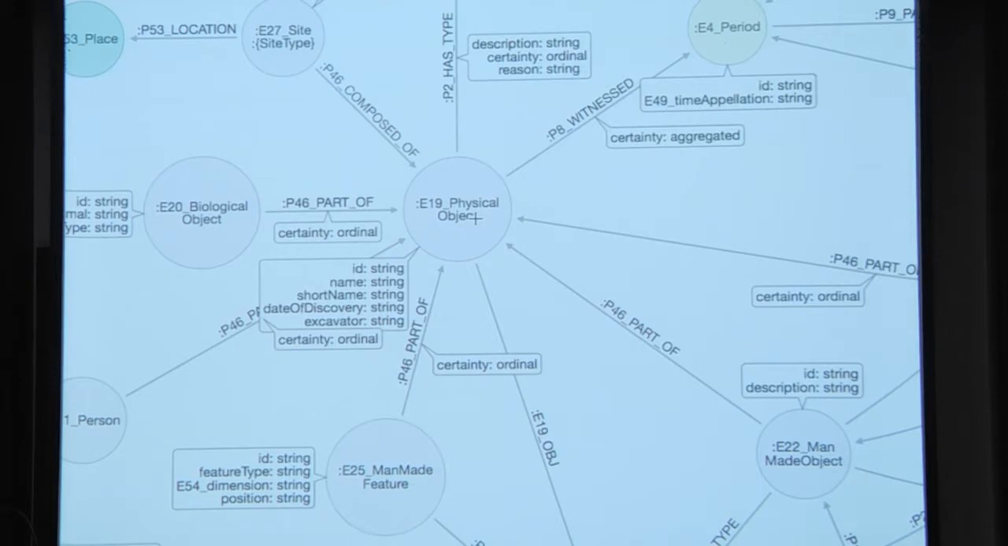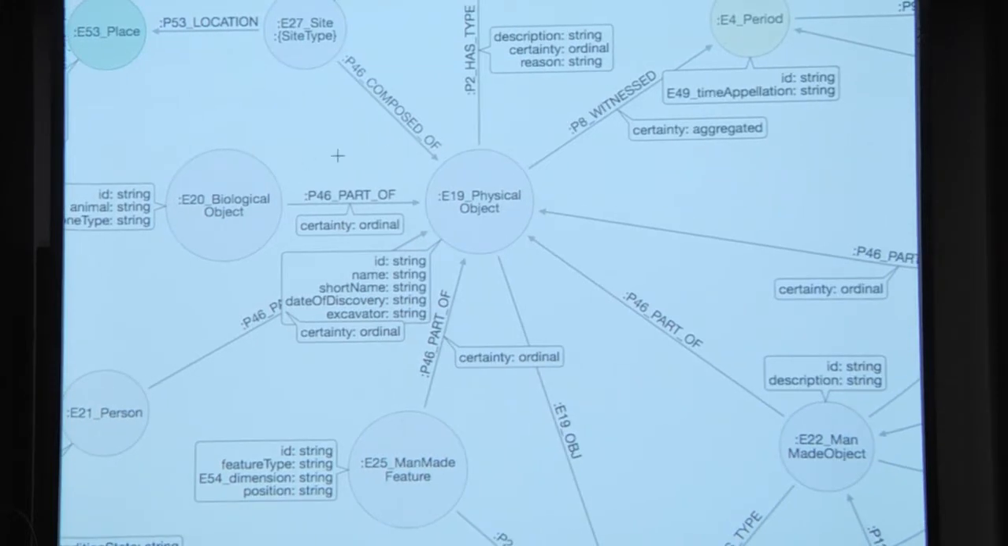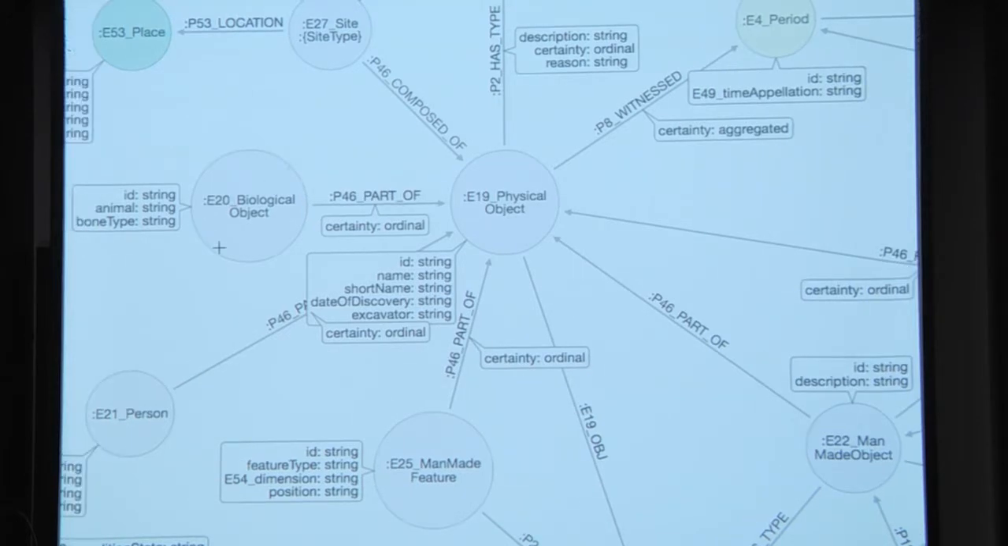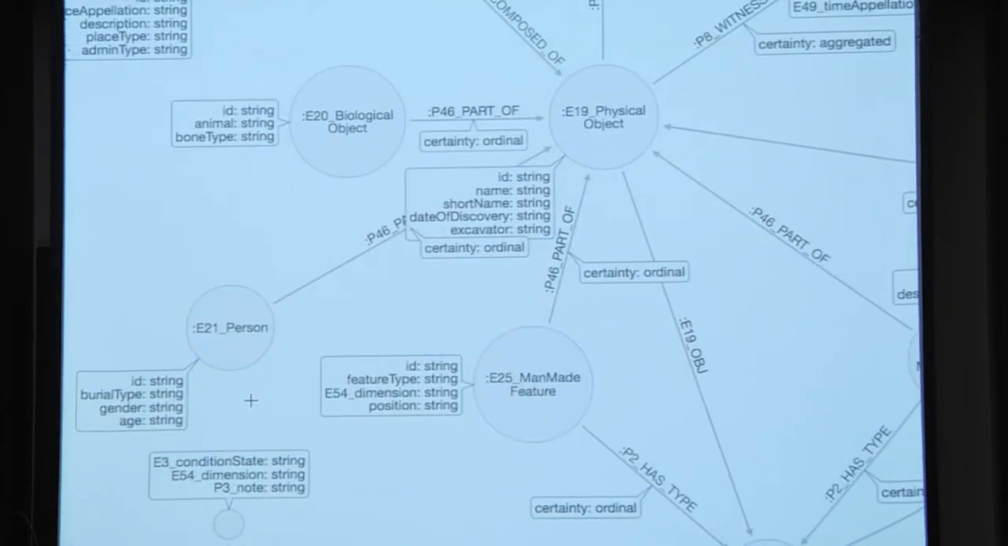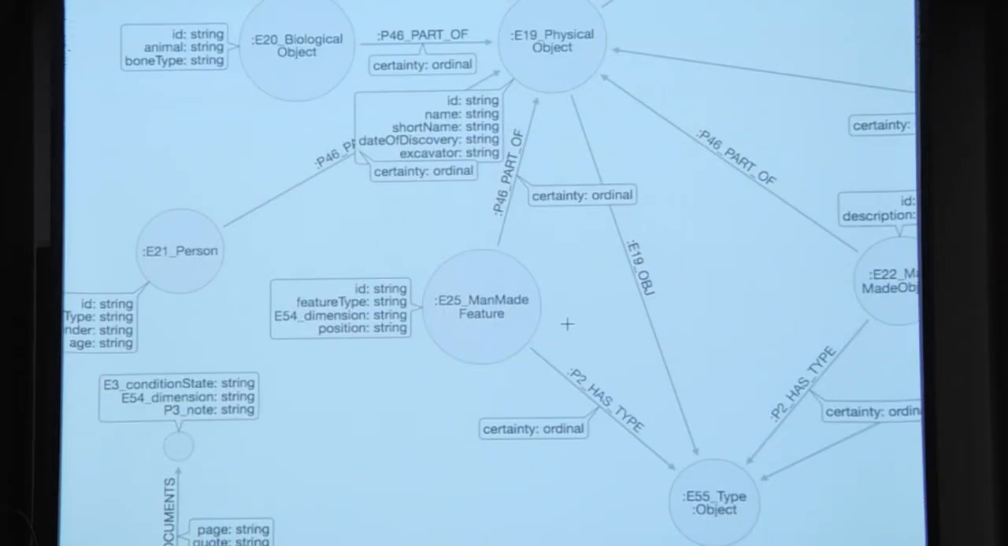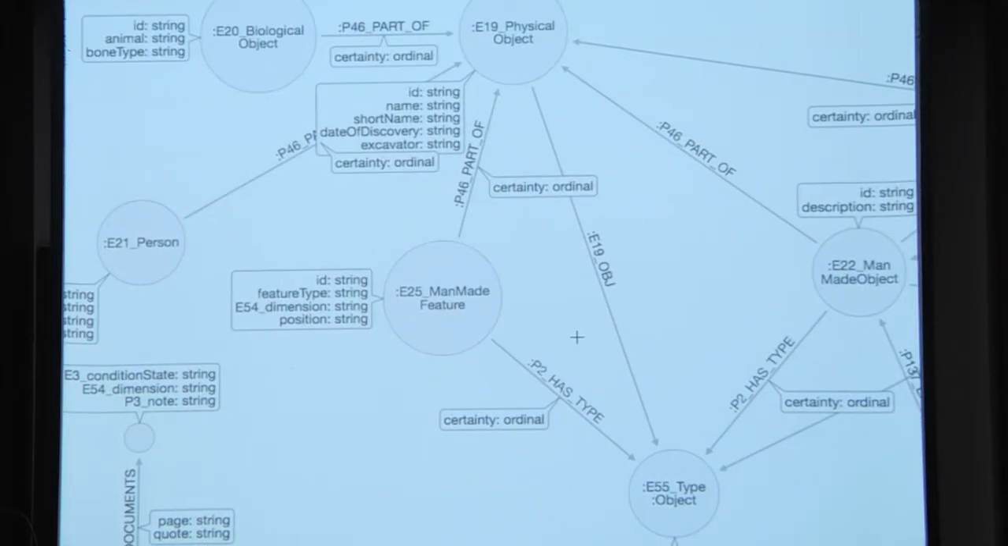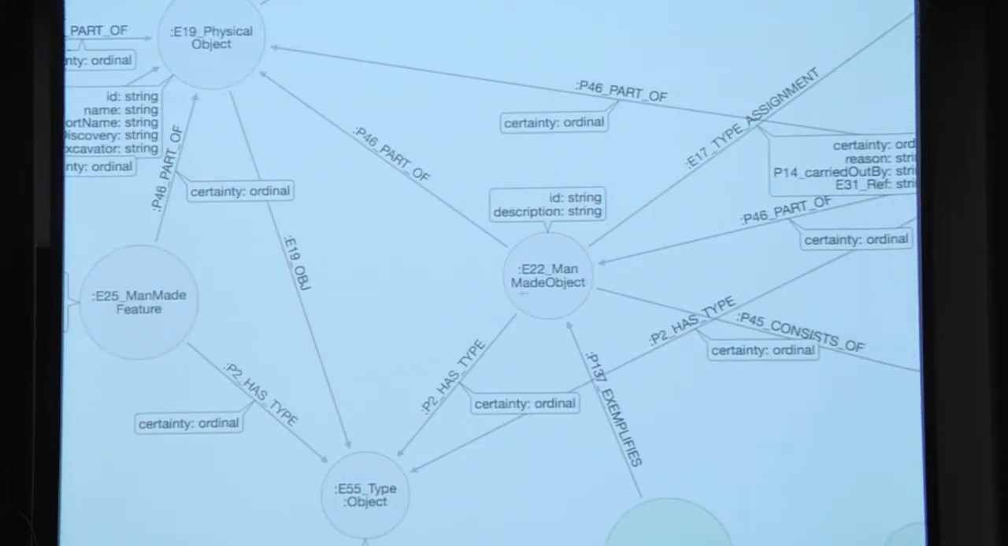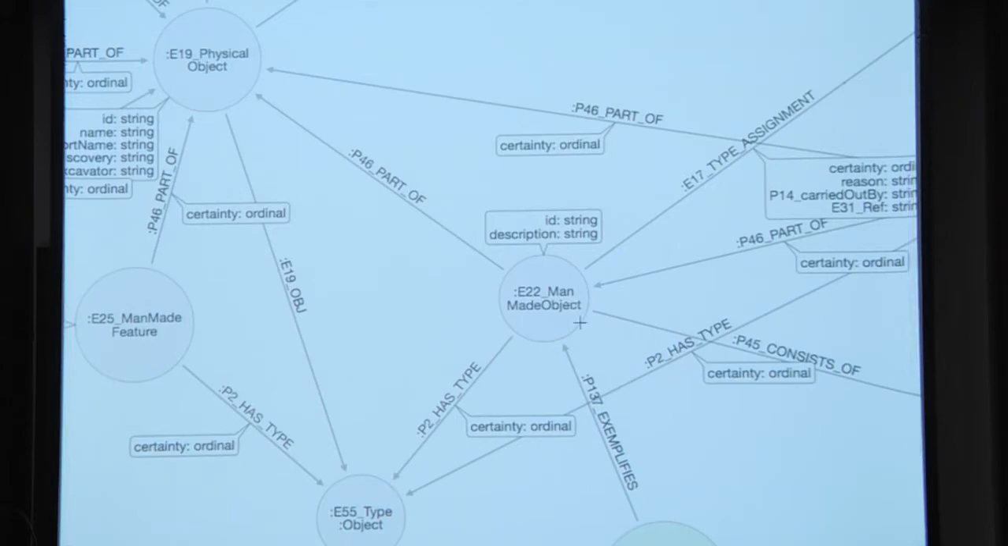And then the grave consists of several components. One of them, and this is now in my case, but obviously if I would include other use cases, it could be extended depending on the types of objects contained in other closed contexts. So for me, it's for once biological objects, E20, mostly animal bones; E21 persons, so this would be either cremations or skeletal remains. We have man-made features, E25, so this would be ditches or tumuli or something like that. And of course we have E22, man-made objects, which would be the finds in the grave.